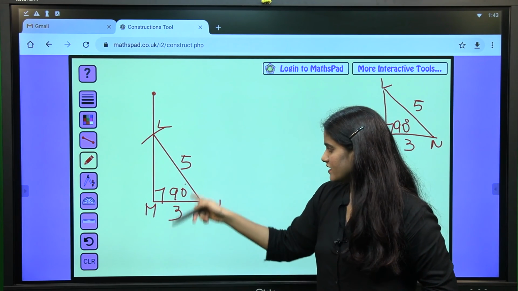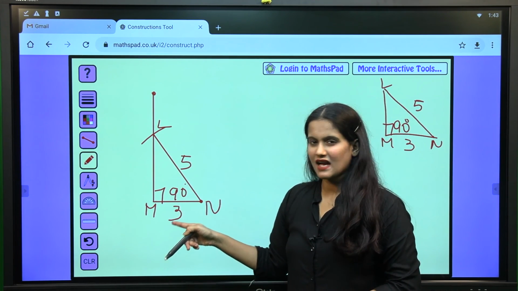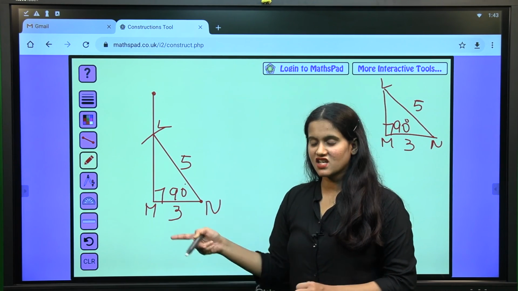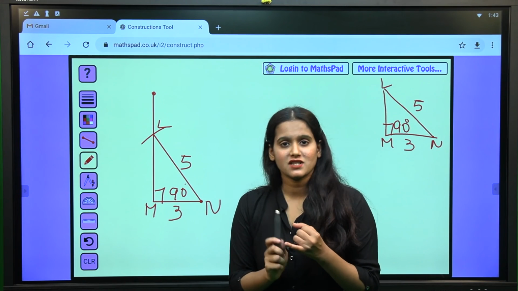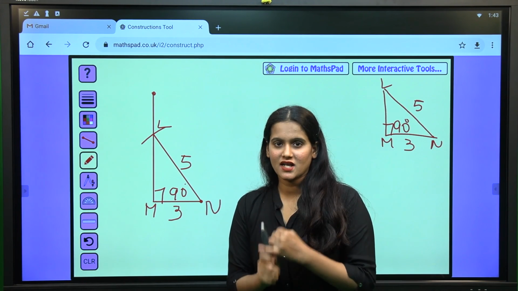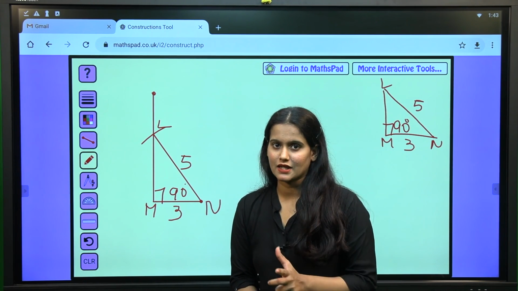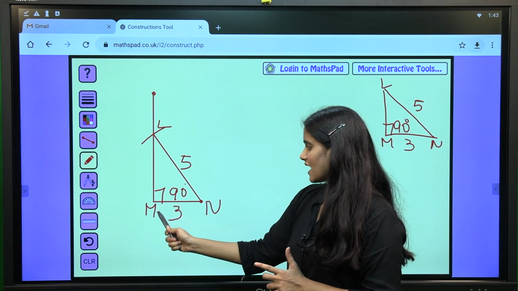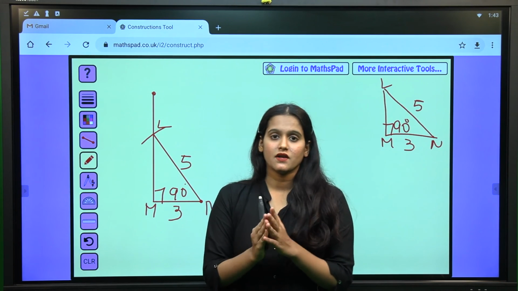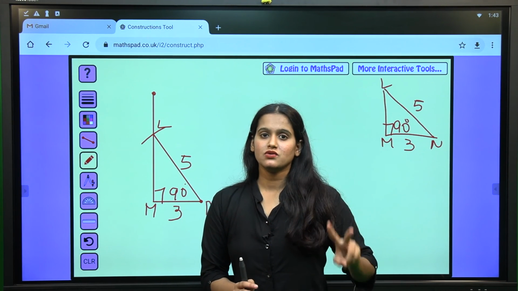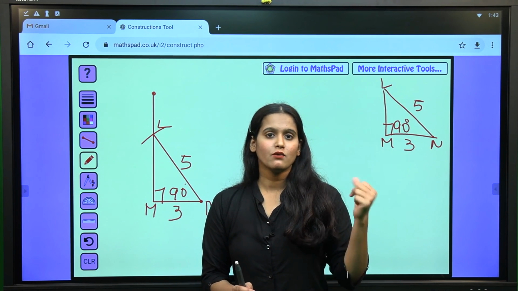Here also 2 sides are given, 1 angle is given. But the angle is not mentioned whether it is 60 degree, 30 degree, 40 degree or something. But they have mentioned right angle. Right angle we know, right? Right angle measurement is equal to 90 degree. That's why angle M is 90 degree. So likewise you can do the construction if they give 3 sides, 2 sides and 1 angle, and 2 angles and 1 side.